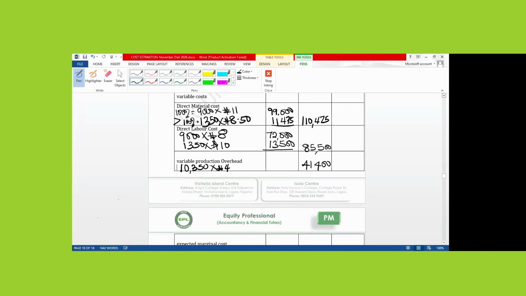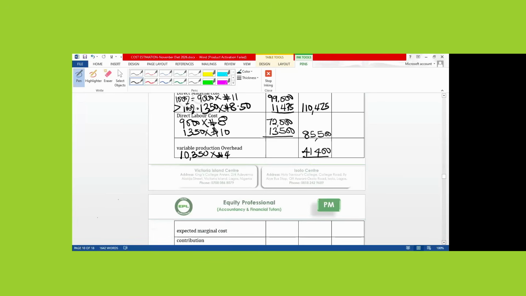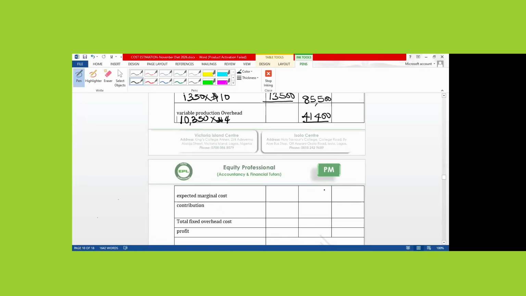You can get your marginal cost now. Direct material plus direct labor plus variable overhead. Those are the variable costs. What is the total expected marginal cost? Sum up. 237,375.